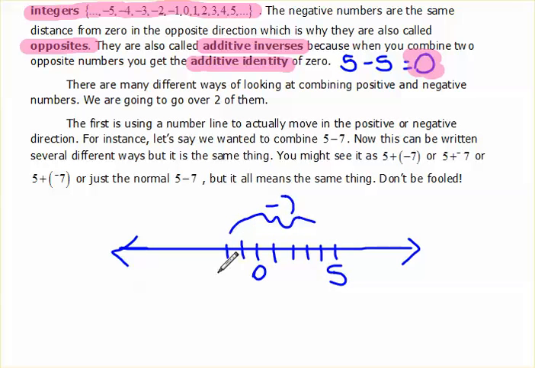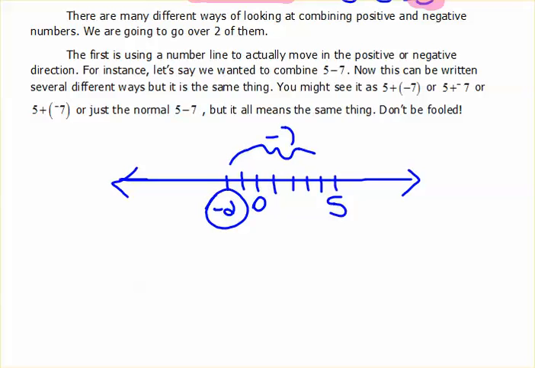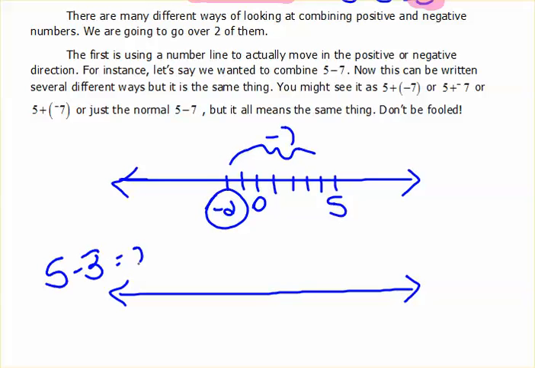Now where are we at? We're at -2. So we can always think about subtraction or combining positive and negative numbers by picturing a number line. And even things that you've done millions of times before, like let's say we were going to do 5 minus 3. We all know that's 2. We've been doing that for years, right?